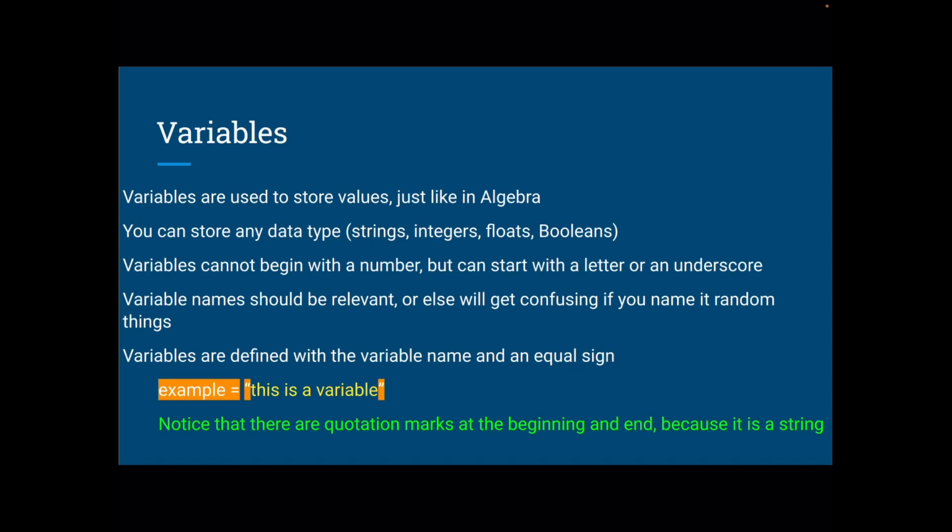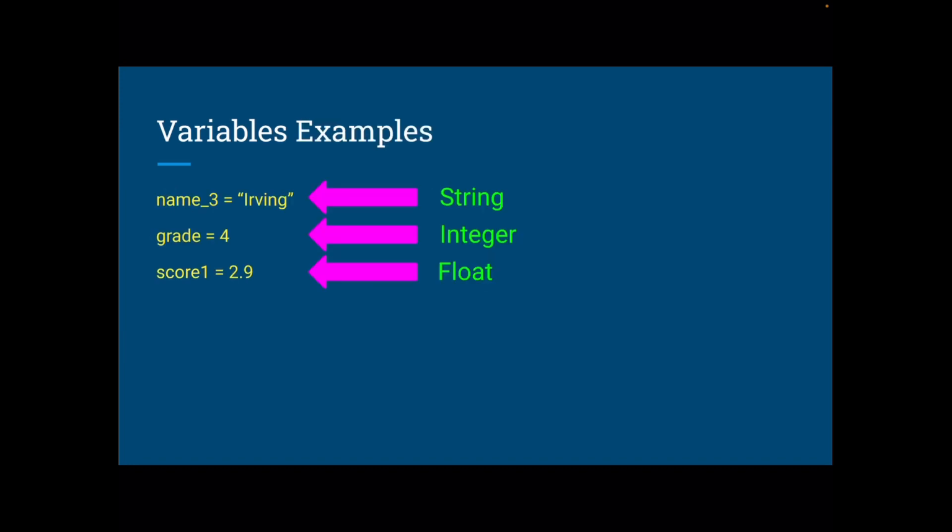For example, if you have example equals, this is a variable. Because it's a string, you would need to put quotation marks. In the example variable, you are storing the data, which is this is a variable. That's what you're storing in example. So let's say you have a variable called name underscore 3 is equal to Irving. That would be a string because it has quotation marks.